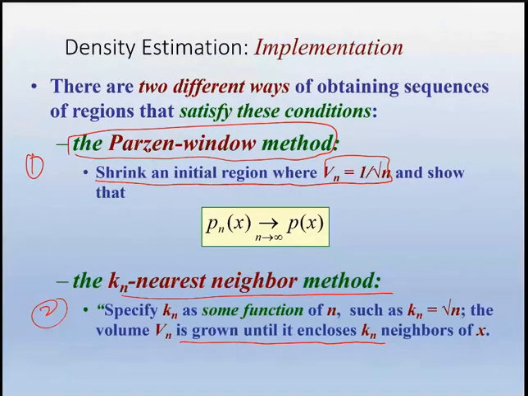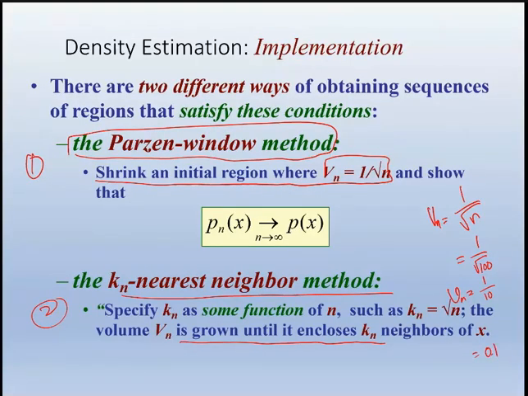Now the shrinking window is where this volume Vn, we assume it to be 1 by square root of n. So if you have 100 samples, then the square root of 100 is 10, so the volume is 1 by 10. So you assume the volume to be equal to 0.1.